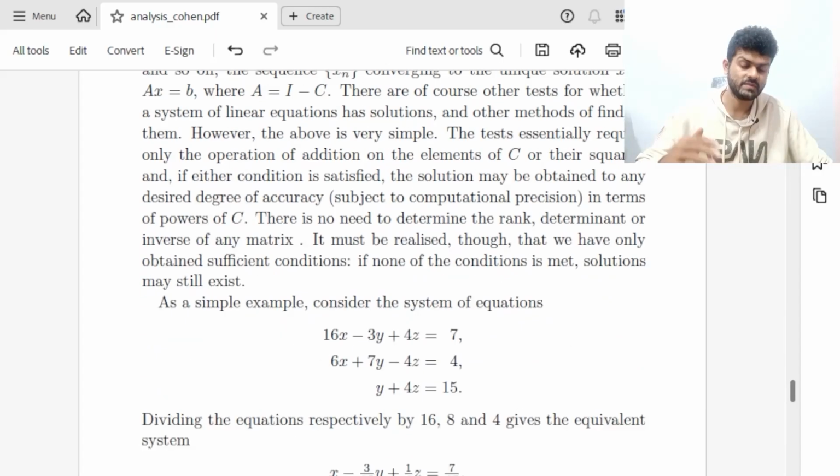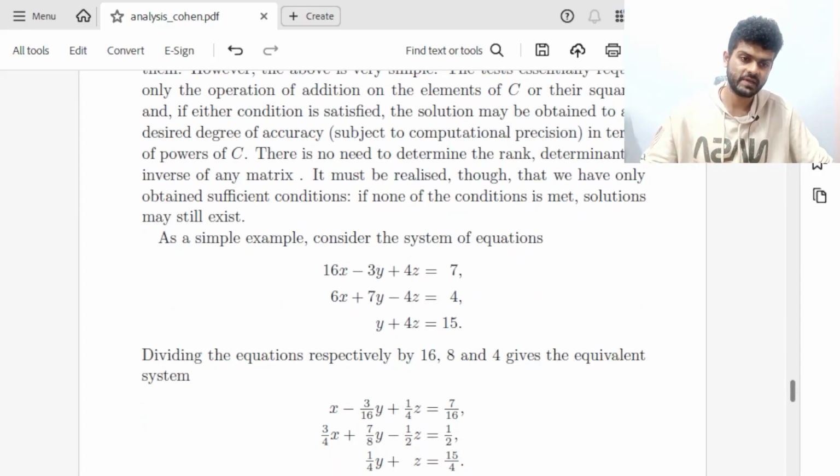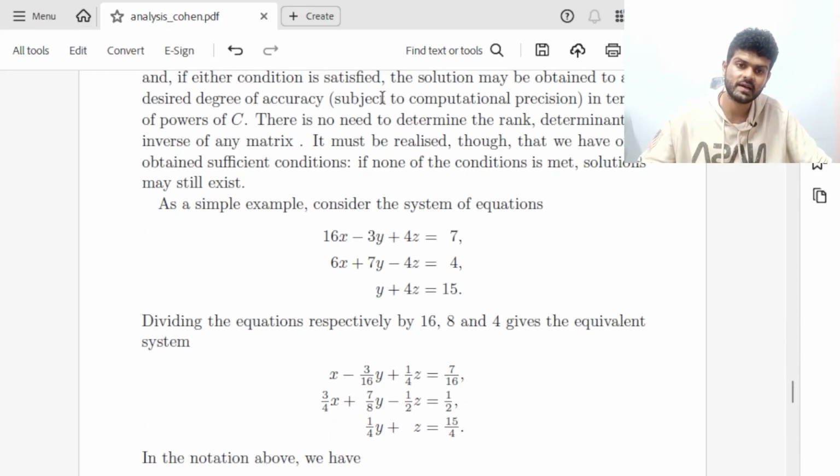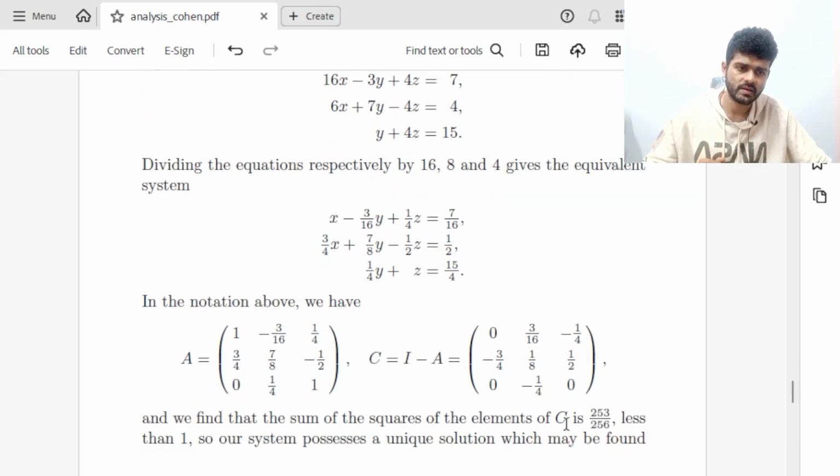This is interesting, but know that not every system needs to satisfy these conditions. Yet it may have a solution. So this is just a sufficient condition: if you can find that the sum of squares of the elements of C is less than 1, then definitely there's a unique solution. Okay, so that's it. This was an interesting little application of fixed points.